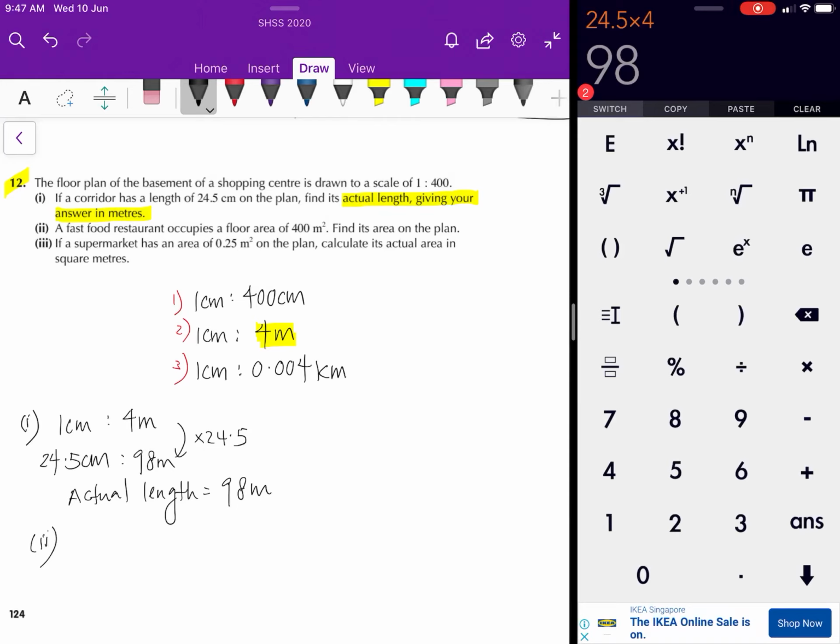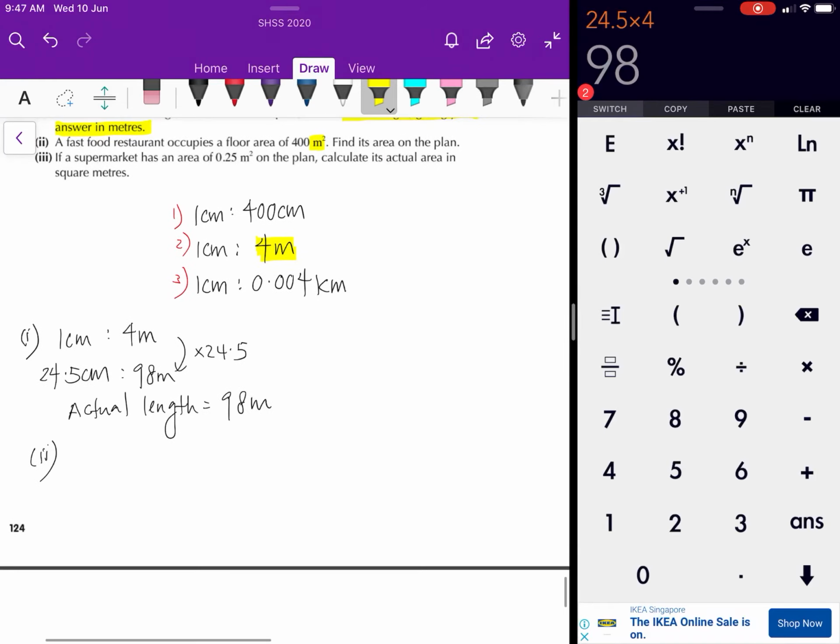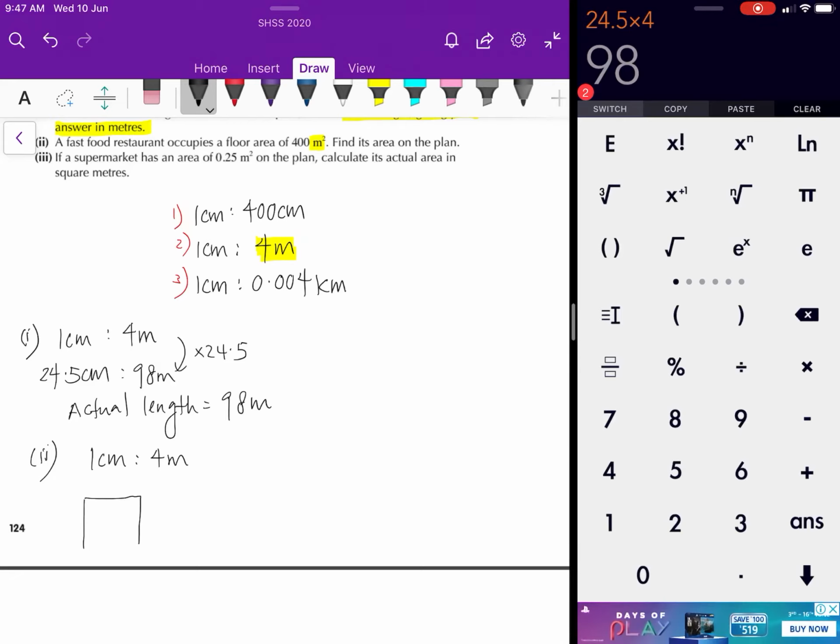Now let's do part 2. A fast food restaurant occupies a floor area of 400 meters square. Find the area on the plan. Again, the unit is meter square. That is the actual area. So I'm going to use number 2. 1 cm is to 4 meters. Now, area, draw a square to get the area. 1 cm by 1 cm, the area is 1 cm square. 4 meters by 4 meters, the area is 16 meters square. They said the actual area is 400 meters square.